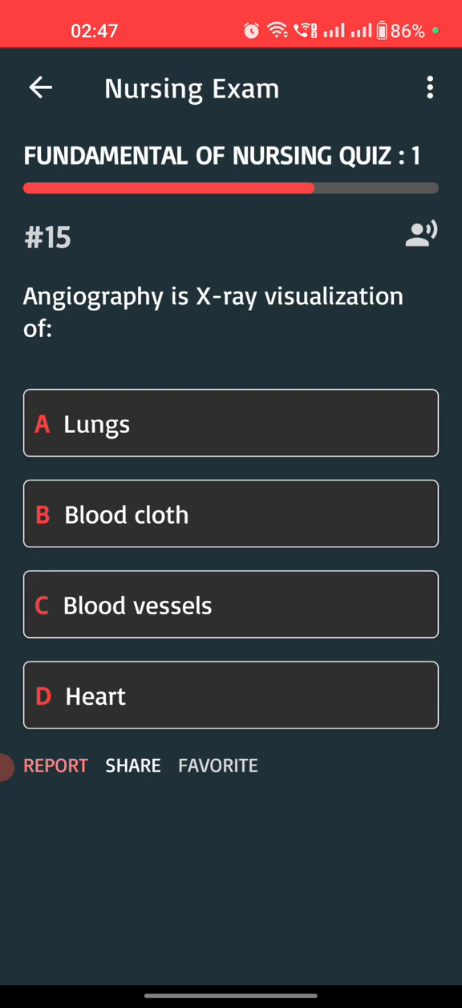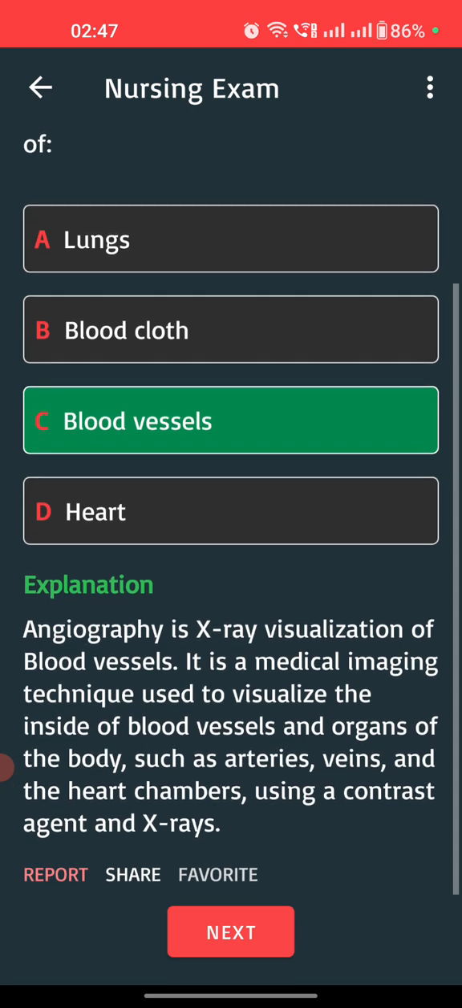Angiography is X-ray visualization of A. Lungs. Correct answer. Angiography is X-ray visualization of blood vessels. It is a medical imaging technique used to visualize the inside of blood vessels and organs of the body, such as arteries, veins, and the heart chambers, using a contrast agent and X-rays.